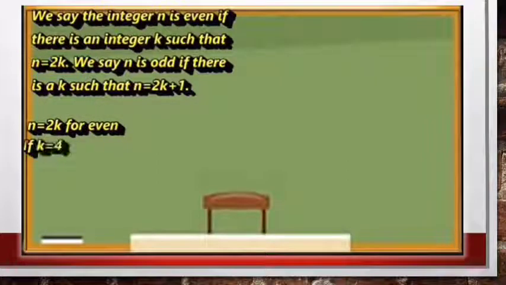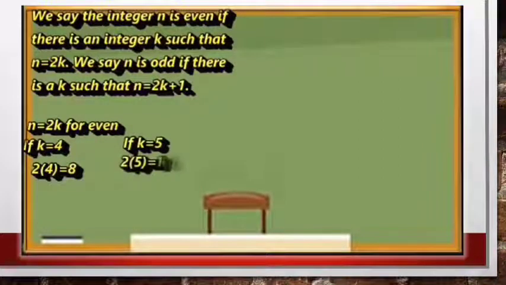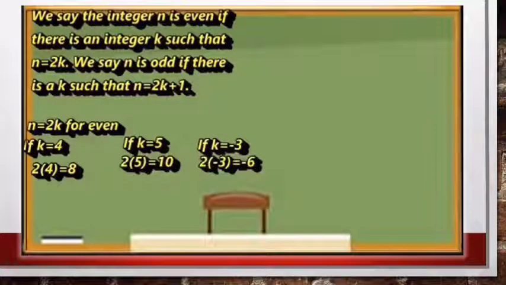If k equals 4, then we're going to substitute k for 4. So that is 2 times 4 is equal to 8. If k equals 5, then 2 times 5 is equal to 10. And if k equals negative 3, then 2 times negative 3 is equal to negative 6.